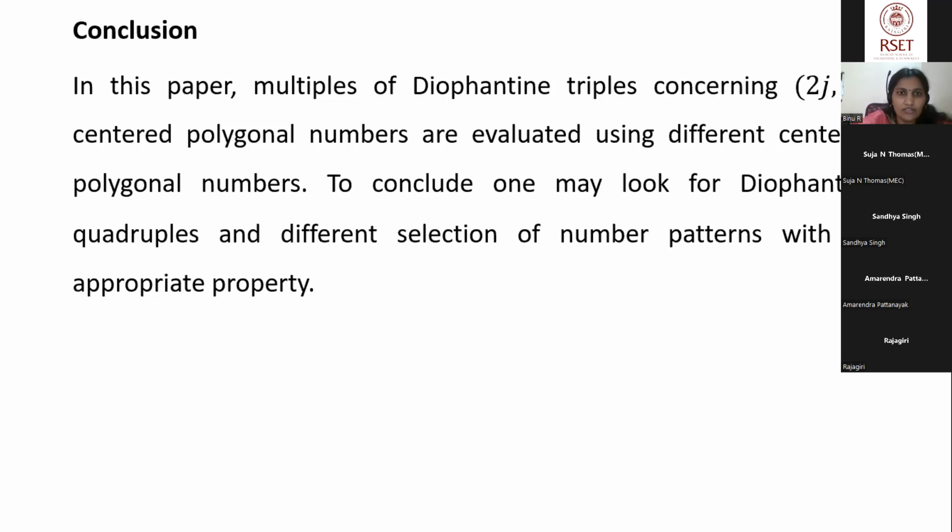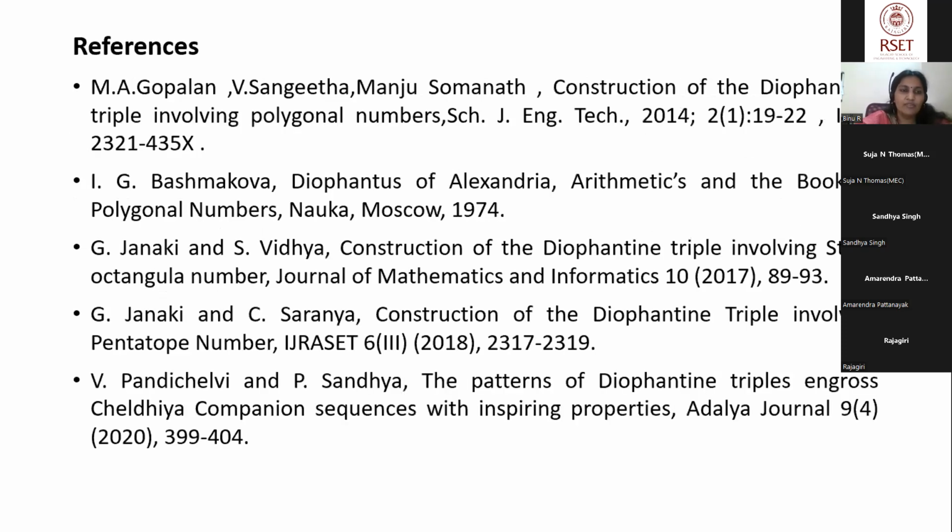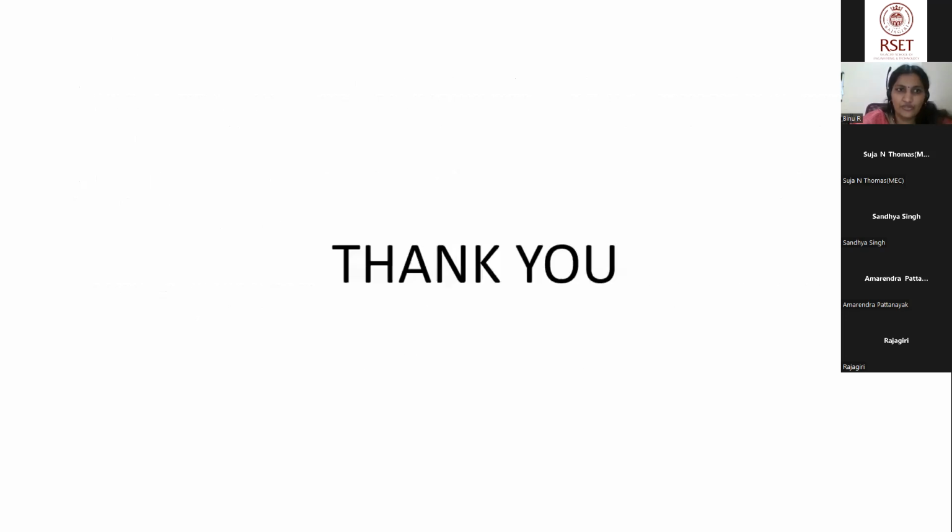In order to conclude, I have used in this paper multiples of Diophantine triples concerning the 2j centered polygonal numbers, which are evaluated using the centered polygonal numbers like centered tetradecagonal numbers, dodecagonal numbers, and decagonal numbers. These are my references. Thank you.